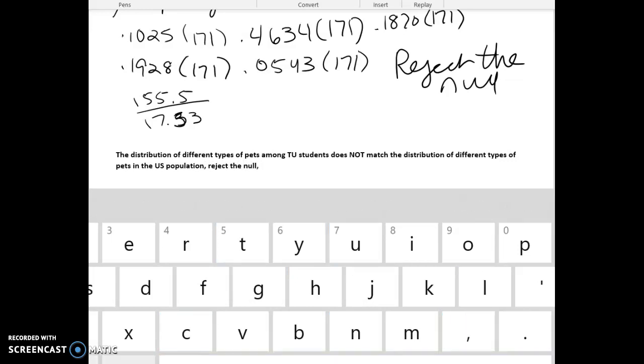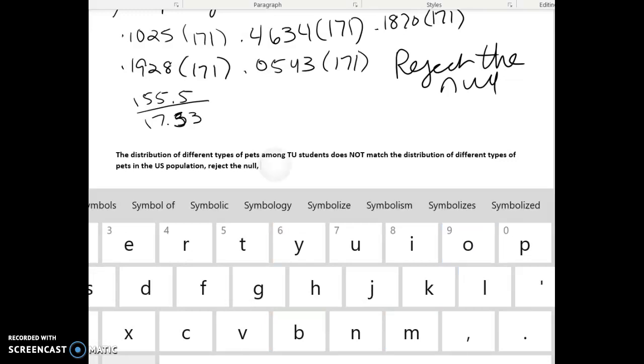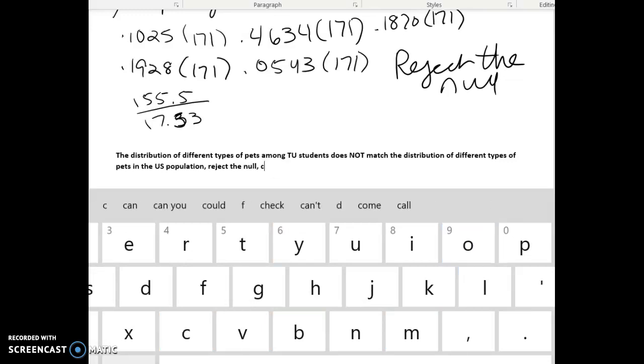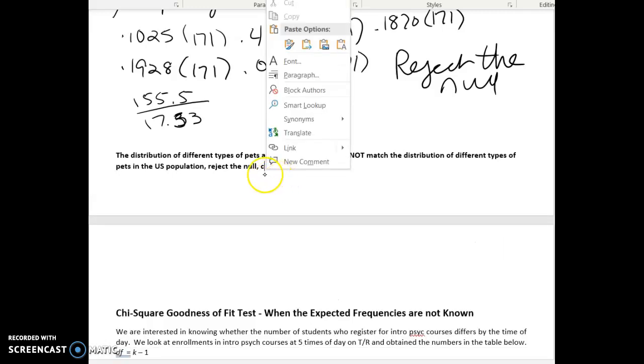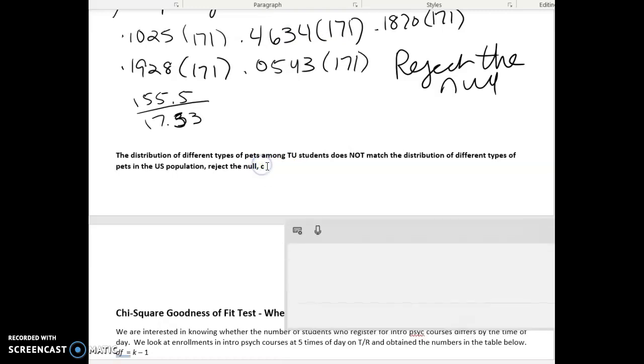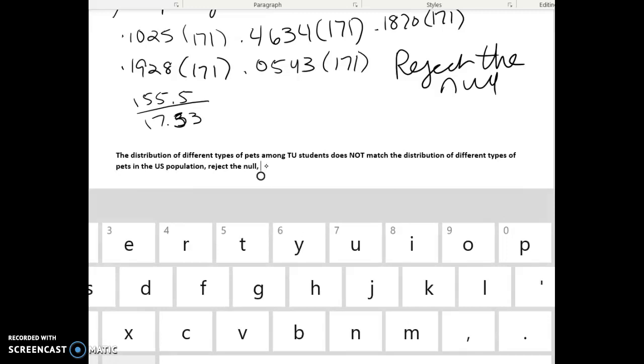And let's see if we can do this. Change that to a symbol. Okay, oops, sorry. And we will try and select that. Okay, never mind. So I'm just going to write it out.